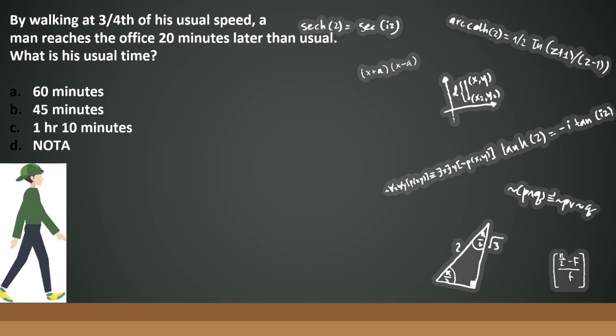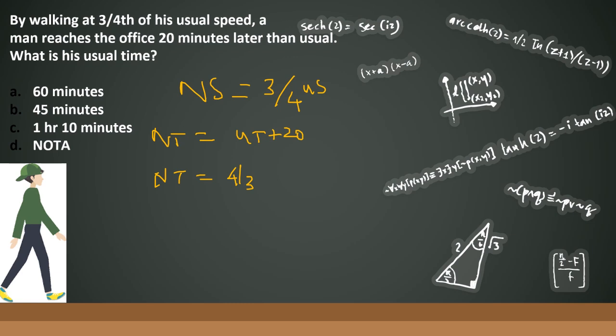So my new speed is 3/4 of the usual speed, and the man reaches 20 minutes later. So my new time is my usual time plus 20 minutes. Just for a change, we are trying a different strategy. Since my new speed is 3/4 of the usual speed, my new time will just be the reciprocal of that, which is 4/3 of the usual time. So both are new time only, so I can equate these two.